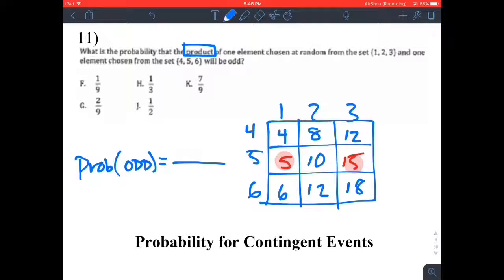Color-coded them for your viewing pleasure. How many possible outcomes are there for this? Well, there are 3, 6, 9 outcomes. So the probability of getting an odd product is 2 out of 9. Done.